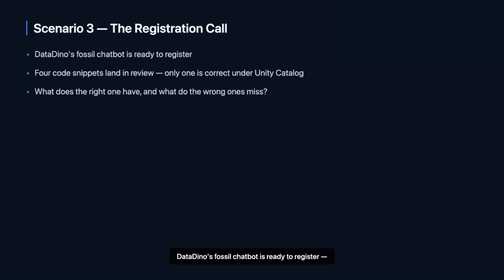Scenario 3. Datadino's fossil chatbot is ready to register. 4 candidate code snippets land in the pull request, and only one of them is correct under Unity Catalog. The interesting question isn't which one is right, it's what makes the other 3 wrong.